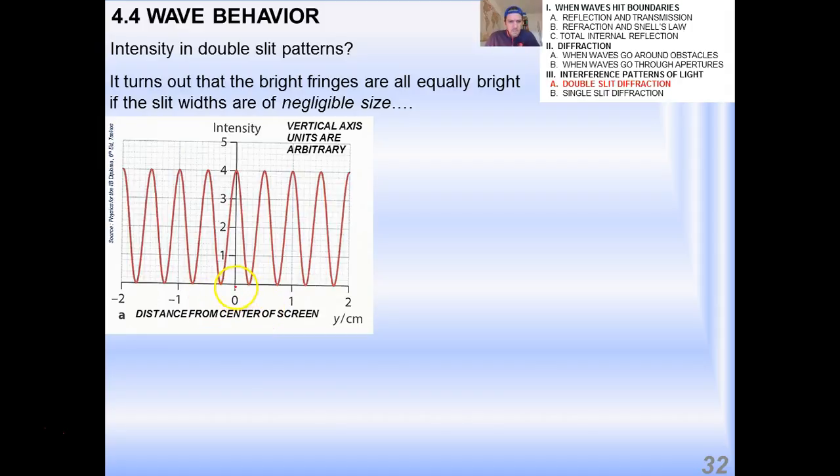So distance from the center of the screen, here's your bright central maximum, and here's your minimum, spreading out from either side, okay? The vertical axis units are arbitrary here, intensity, okay?